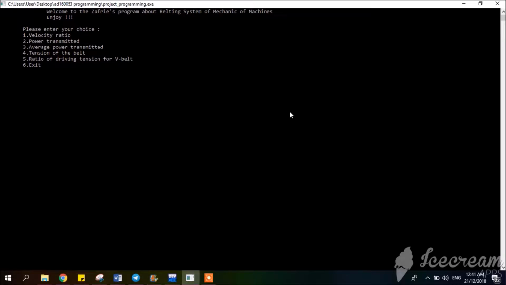So I made 6 choices for the program. The first choice is velocity ratio. The second choice is power transmitted. The third choice is average power transmitted. The fourth choice is tension of the belt. The fifth choice is ratio of driving tension for V-belt, and 6 is exit.